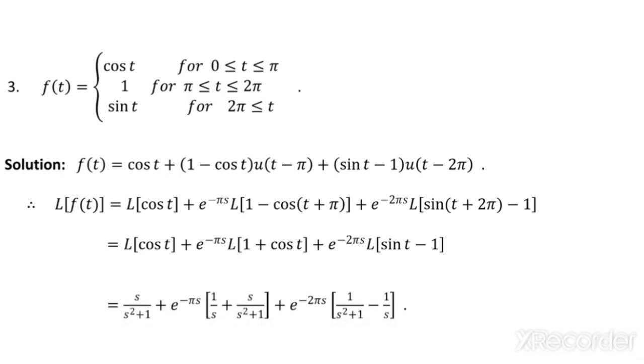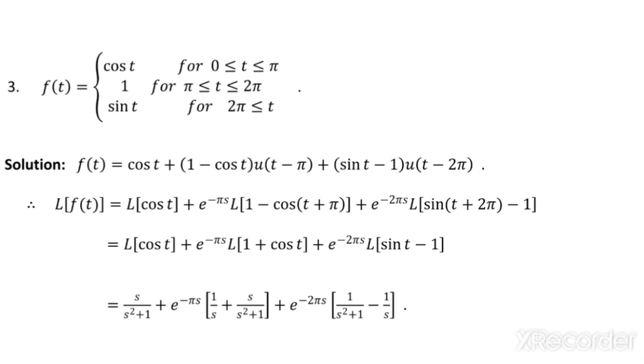Substitute, apply the results. So it is L of cos t, s by s square plus 1, plus e power minus pi s, L of 1 by s, plus L of cos t, s by s square plus 1, plus e power minus 2 pi s, L of sin t, 1 over s square plus 1, minus L of 1, that is 1 by s. So we stop here.